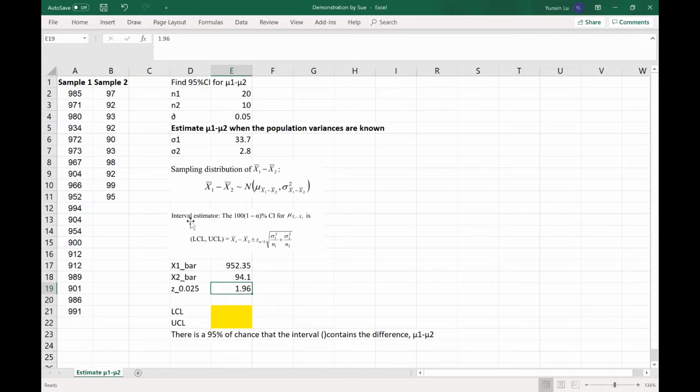From this we can see that it is the difference between the two sample means, and minus this one or add this one. And we often refer to the sheet given by our teacher. And here is 1.96. And the lower confidence limit is the difference minus this one. So we do it one by one.